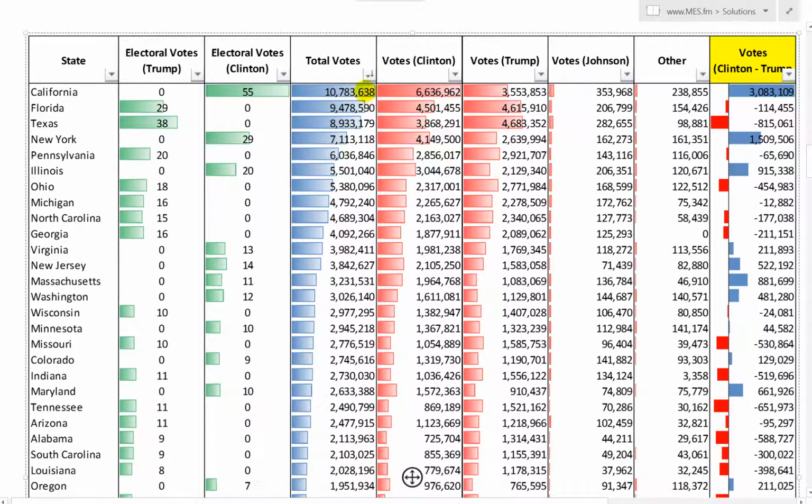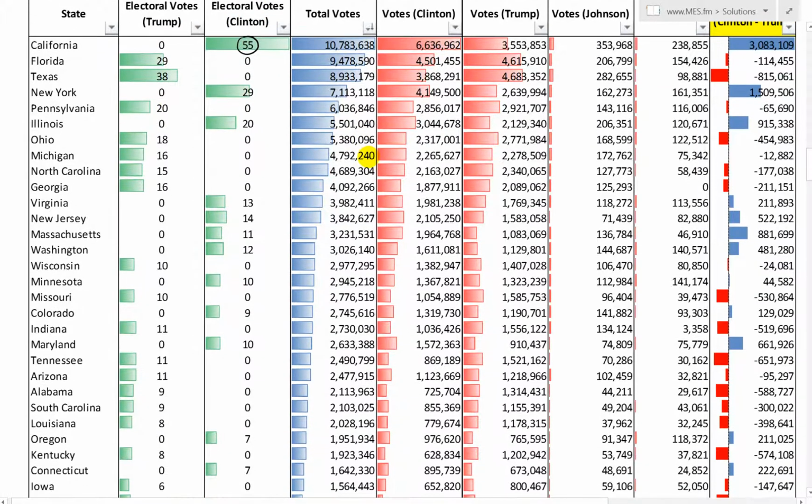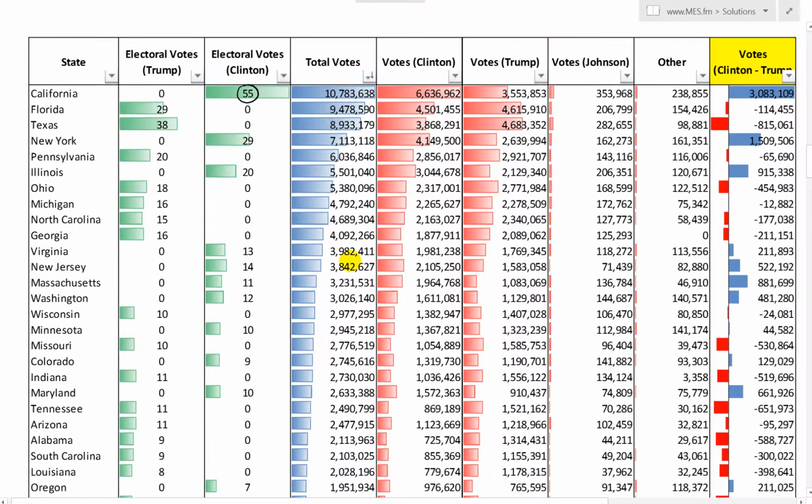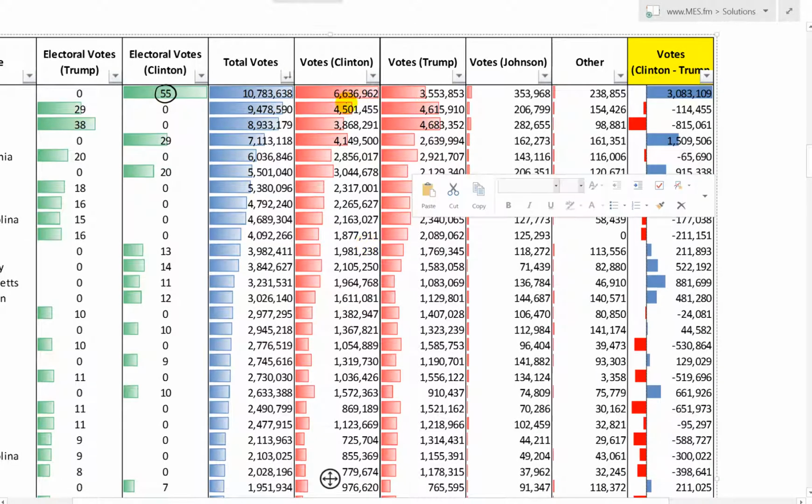As you can see, California has the biggest voting population here, or the most votes. I'm pretty sure it's the highest population as well, and hence the most electoral votes, 55. Basically the ones on the right here are the ones Clinton won, these are the ones Trump won, and no other party won any other votes. So as you can see, there's 55, there's 10 million, and Clinton had 6.6 million of those votes, Trump had 3.5, Johnson 300,000, other 200,000.